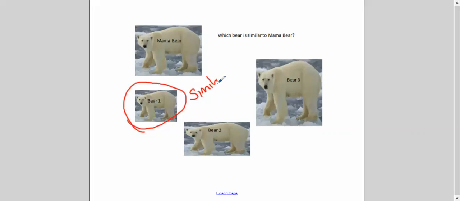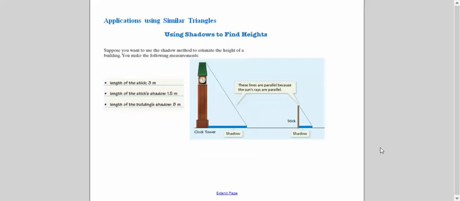The other two, again, this one looks like it is squished together this way, so it's taller, but it's not the same. This one has been stretched lengthwise, so it's not the same. So these two here are your similar figures. So we're going to use what we've learned already with similar figures and work on some applications today.